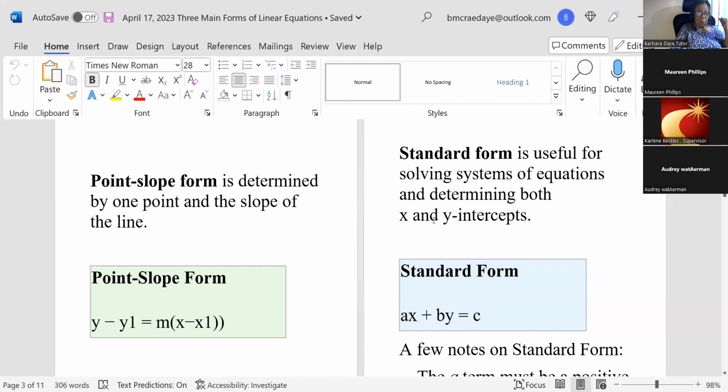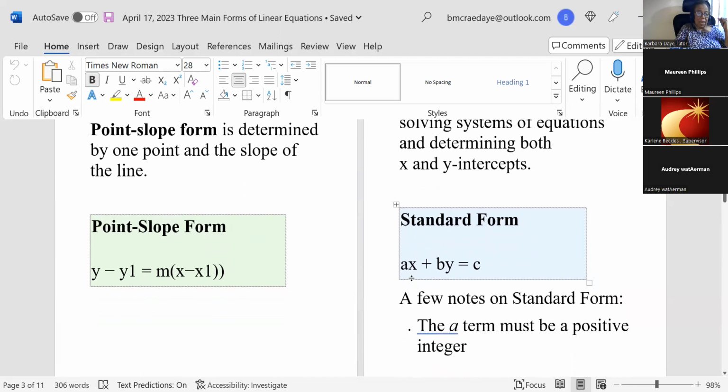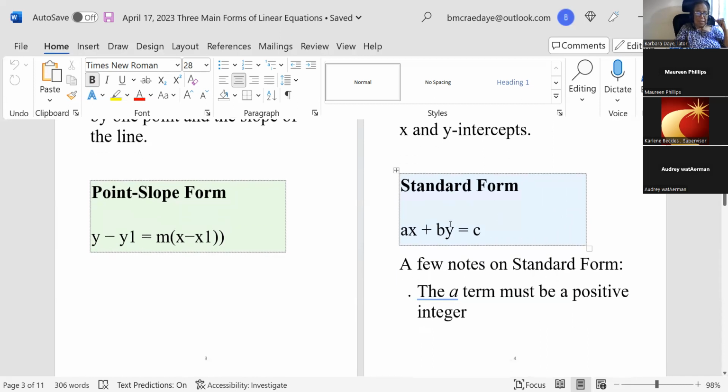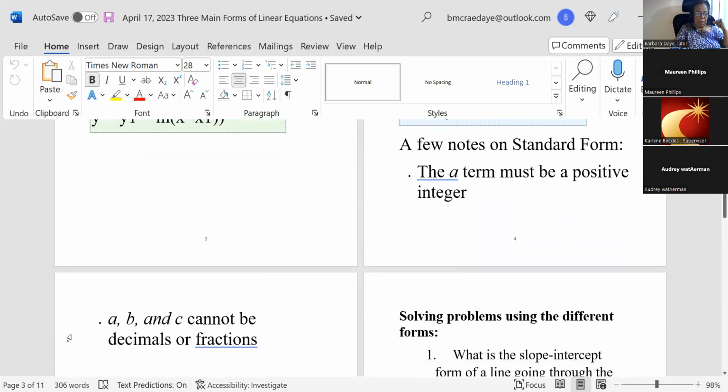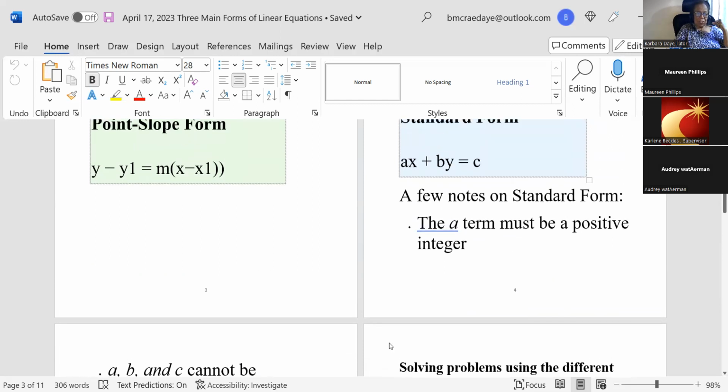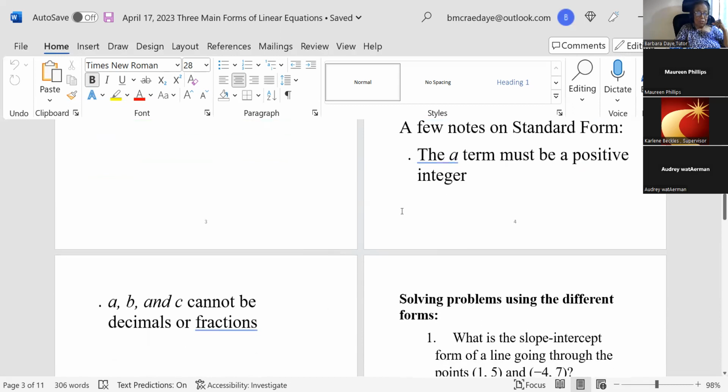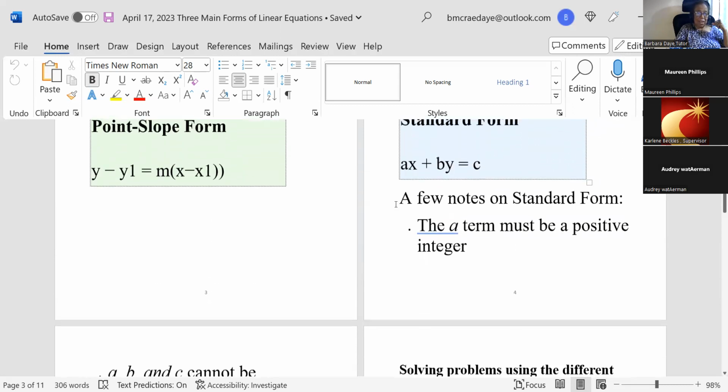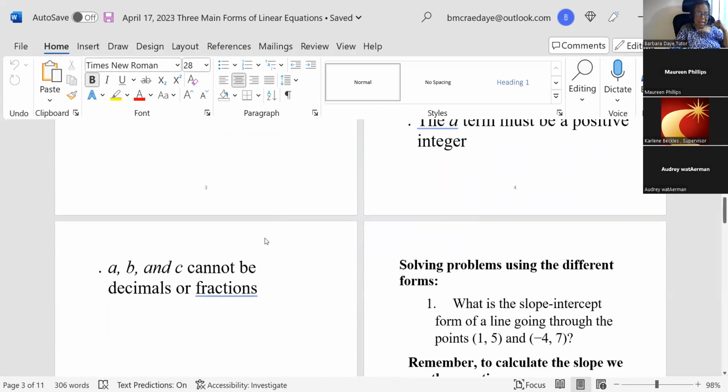The standard form is ax plus by equals c. These are coefficients. X and y are the variables, and of course, c is the constant. Notice they tell you on the standard form, this a term must be a positive integer, no negative. A, B, and C cannot be decimals or fractions. So if you were given a format, say for standard, and you had something there with decimals, you know that's not standard.